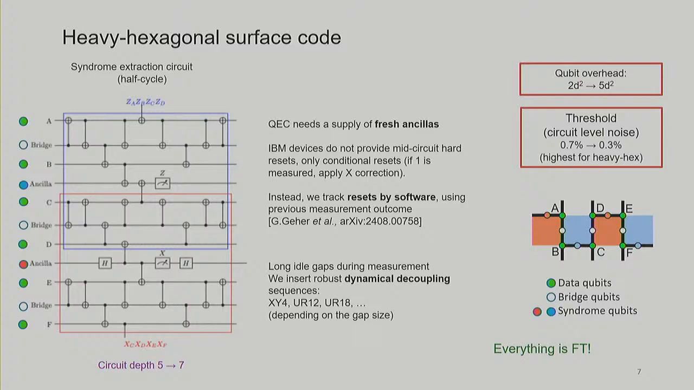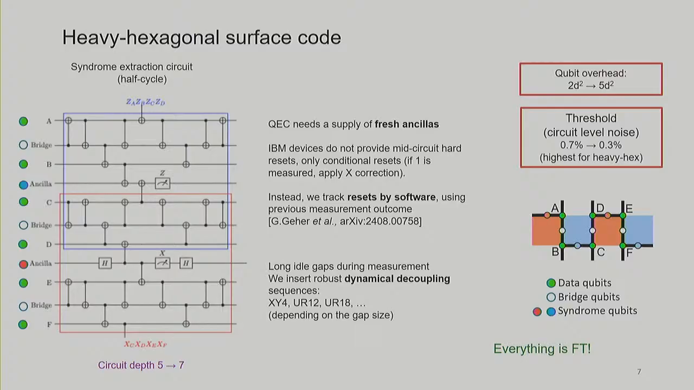code on IBM devices. What we see here is that the qubit overhead, of course, is increased, and due to the increased number of gates, the threshold is impacted, but nevertheless, this is one of the best scalable error correction codes that can be implemented on the heavy hex lattice.